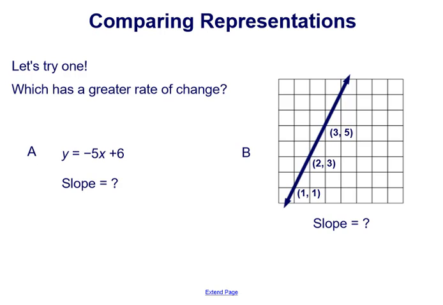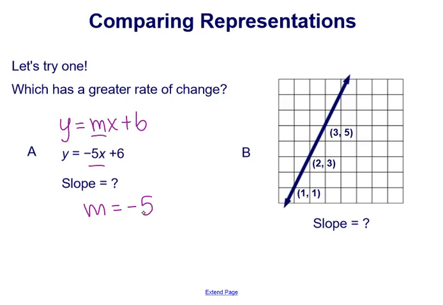Let's look at an example where we actually have to find the rate of change or the slopes ourselves. We're asked which has a greater rate of change, the equation A or the graph in B. So with an equation, we can find the rate of change by finding the slope by looking at the coefficient of x if the equation is written in slope-intercept form. If the equation is written in y equals mx plus b, the slope is the coefficient of x, and our equation is written in that form. The y is by itself, so the slope we can see is -5.